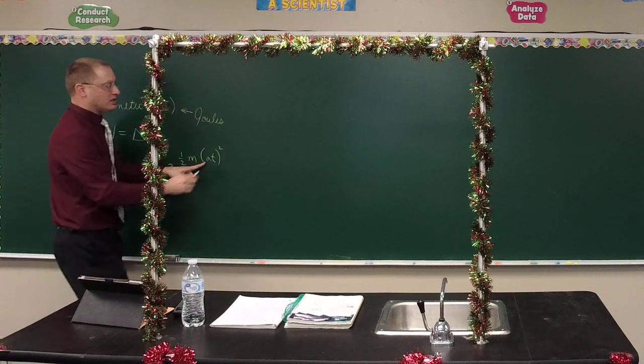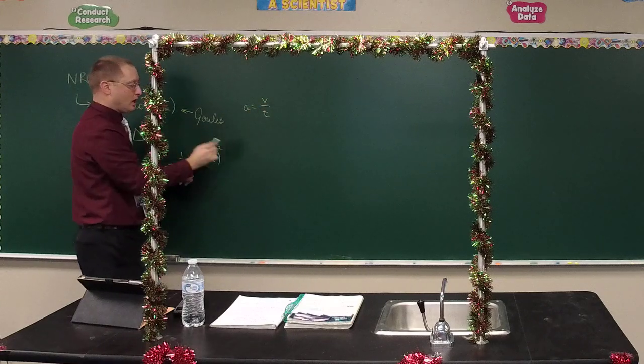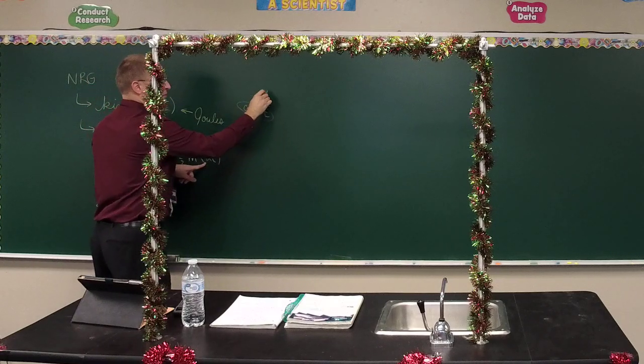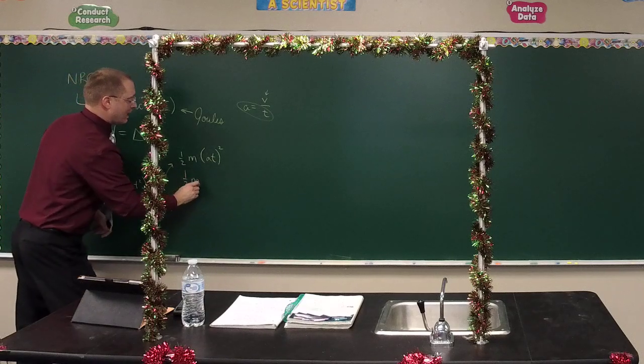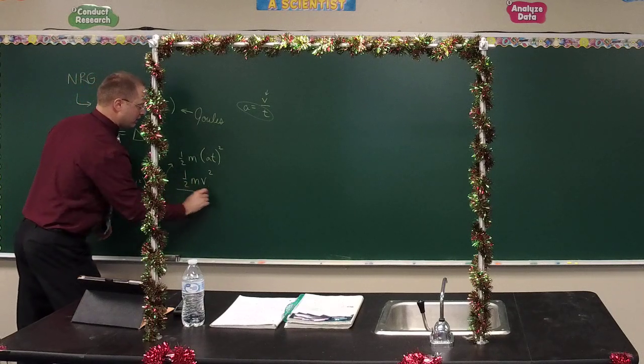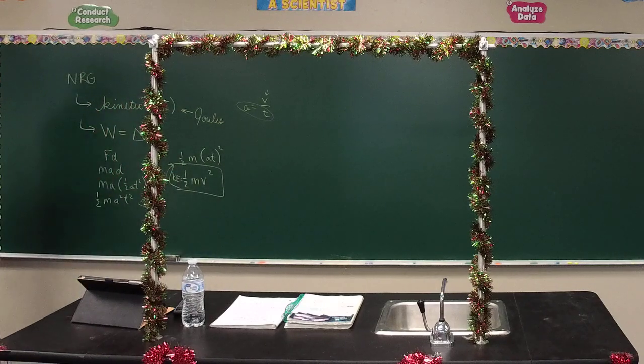But remember, what is acceleration? It's a change in velocity per unit time. Therefore, acceleration times time is velocity. So we could say that this is 1/2 m v squared. And that's our equation for kinetic energy. Because of the way we define kinetic energy as that energy of motion, the movement of the object, as shown in this equation, it allows us to find kinetic energy. So kinetic energy is 1/2 m v squared.